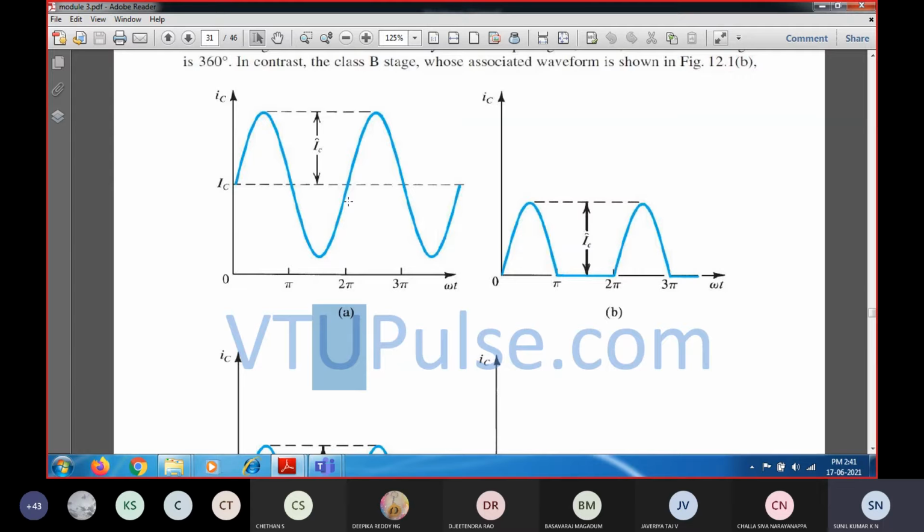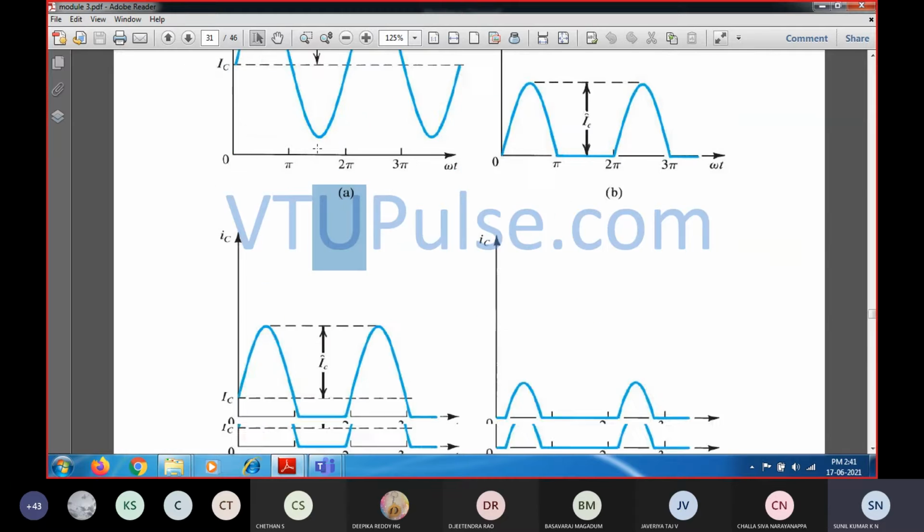In order to get this type of output, a full 360-degree output for a given input signal without any loss of the signal, what should be the Q point selected? The Q point, that is the operating point for this transistor, needs to be biased at the center of the load line, correct? We can see the analysis here.